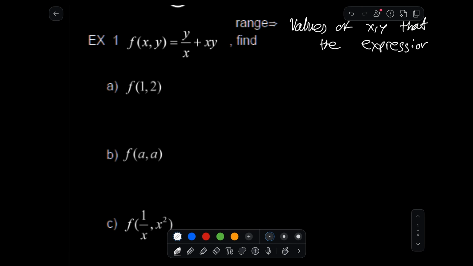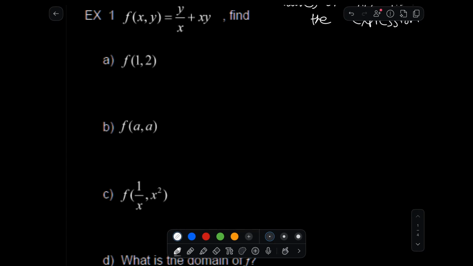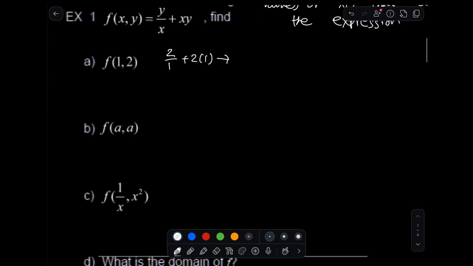Example 1, we have a multi-variable function, f of x, y equals y over x plus x times y. If you want to pause the video, try this on your own. See what you notice about this graph, if there are any discontinuities anywhere. And yeah, let's jump right into it. So for f of 1, 2, I see that we have the 2 on top, 1 on the bottom, plus 2 times 1. We're going to get 2 over 1 plus 2 times 1. That's going to be 4 for f of 1, 2.